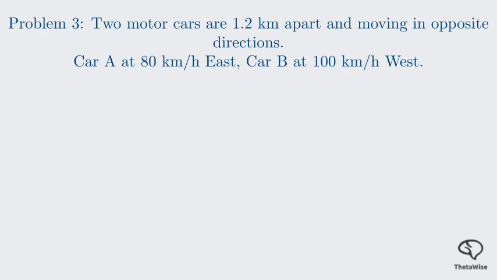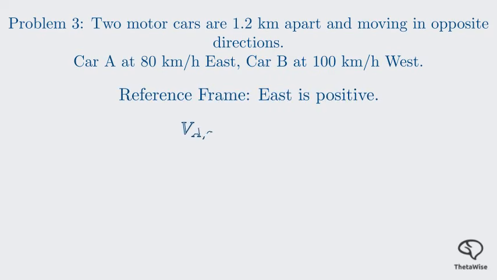We'll define east as the positive direction. So our reference frame is east is positive. This means the velocity of car A, v of ag, is +80 kilometers per hour, and the velocity of car B, v of bg, is -100 kilometers per hour because it's moving west. The distance between them is 1.2 kilometers. Let's begin with Part A.